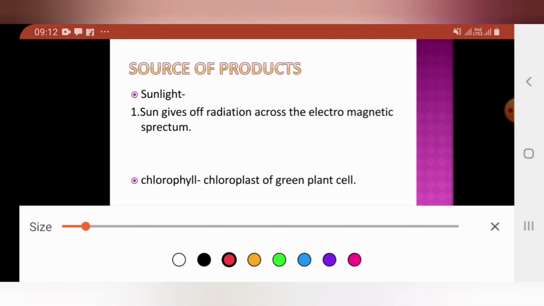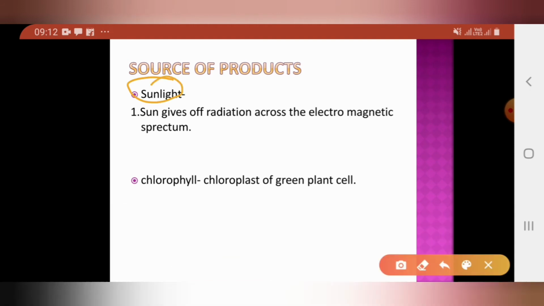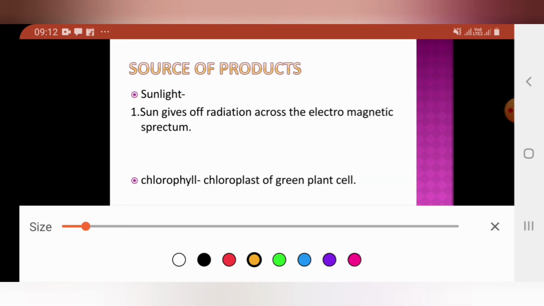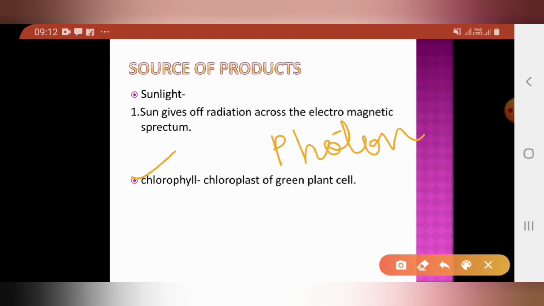Number 3 is sunlight. Of course, the sun gives the sunlight, and the sun gives radiation along the electromagnetic spectrum, which is generally known as photons. And the chlorophyll is generally present in the green plant cell, within the leaf, within the mesophyll tissue or the chloroplast.